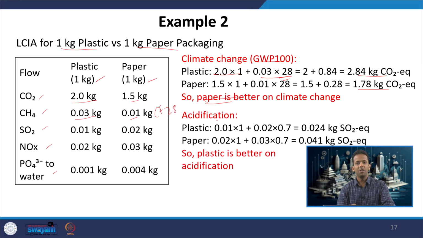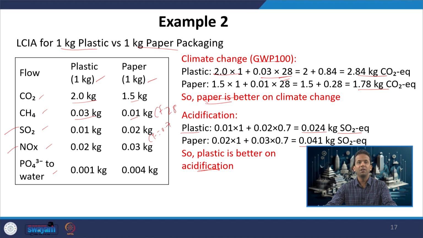Second, let us check on acidification. For acidification it is mainly SO2, and I think SOx and NOx are responsible, and this phosphate would be for eutrophication. Okay. So, 0.01, 0.02, and the characterization factor here is 0.7 to convert NOx into SO2 equivalent. Okay. So, for plastic it is 0.02, for paper it is 0.04. If we compare only on the basis of acidification potential, which is better? Plastic is better. So, in one impact category, paper is better than plastic.